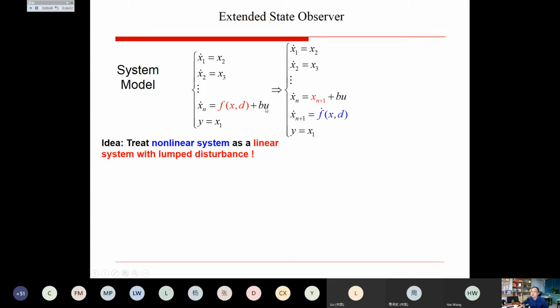From the output to the control input is order n, right? So now they additionally add order x_{n+1}. Then this f dot is the derivative of the nonlinearity, or also they include the external disturbance d here. So internal nonlinearity plus external disturbance.